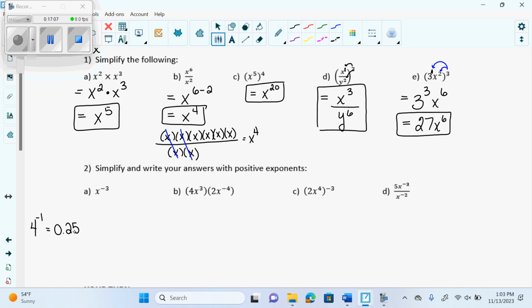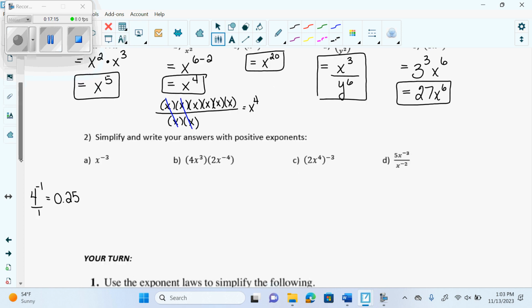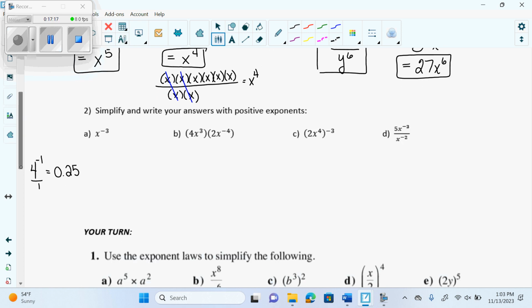0.25, we agree? Okay, and this is over 1, because we can put anything over 1, can't we? What's another fraction that equals 0.25? 1/4. And that's technically 4 to the 1, is it not? Because anything can be to the 1.